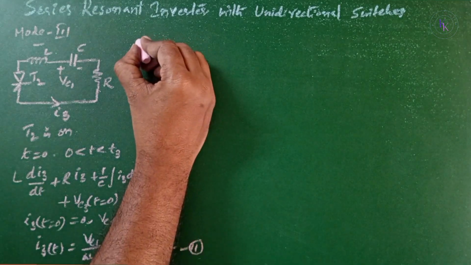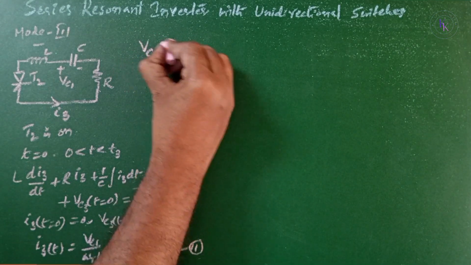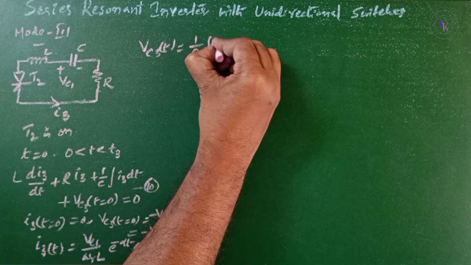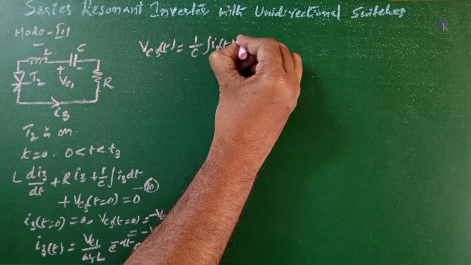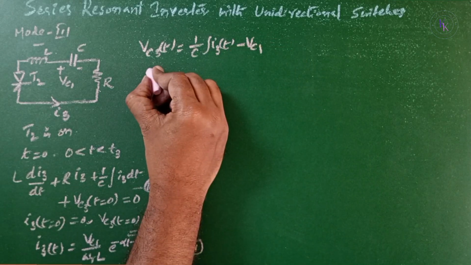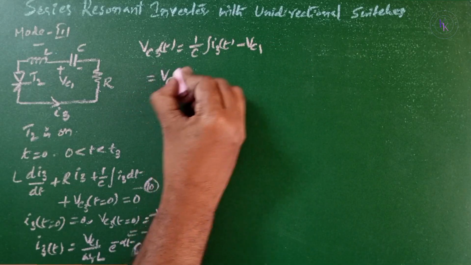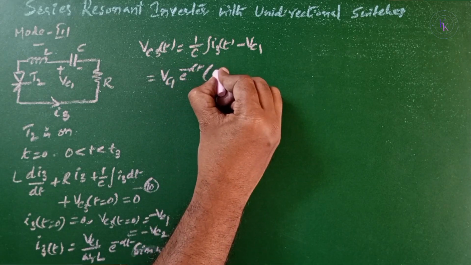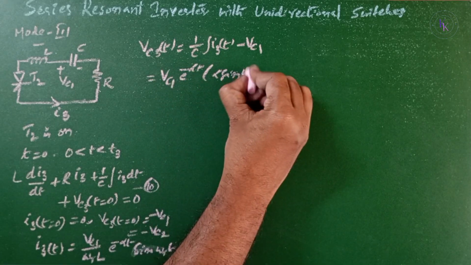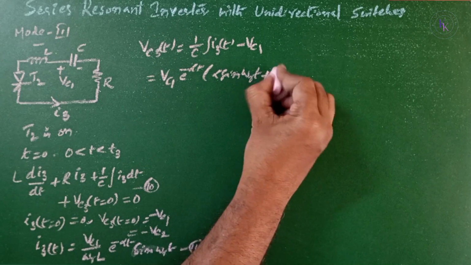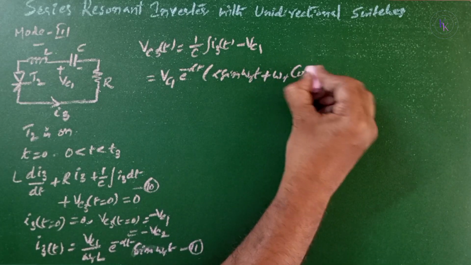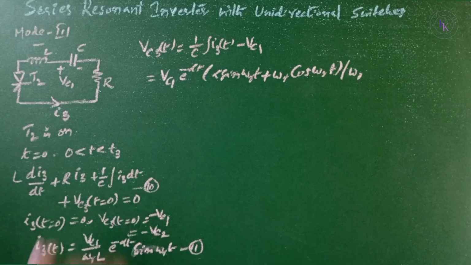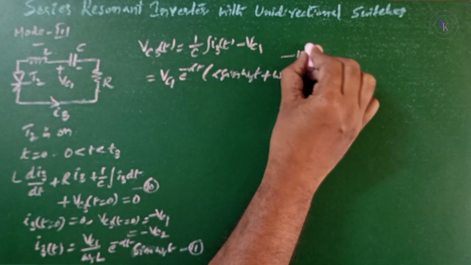The capacitor voltage Vc3 of t, we will find this by 1 by C integral of I3 of t minus Vc1. Then we'll get Vc1 e to the power of minus alpha t, times alpha sine omega r t plus omega r cos omega r t, divided by omega r. Let this be equation number 12.